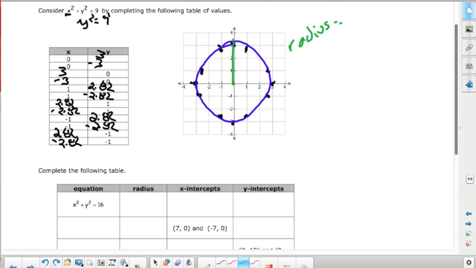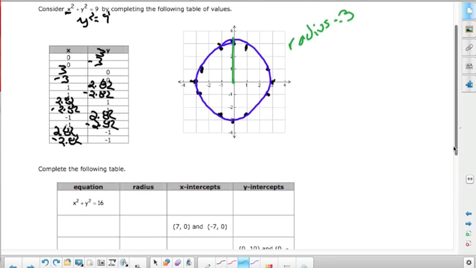So we're just looking for the radius. Right. What's the radius of that circle? And we're seeing that it's 3 units. What's the length of that radius? 3. So this one is 3 here.